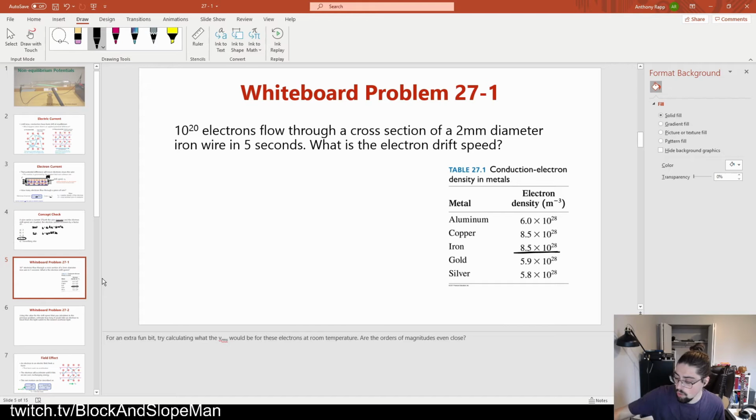This is not an unreasonable thing that we might expect to see in any of our household circuits or anything like that. These are some reasonable numbers for these things. We usually use copper instead of iron, but small differences, right? They've got the same number density for these. So go ahead and take a few minutes to work on this one.